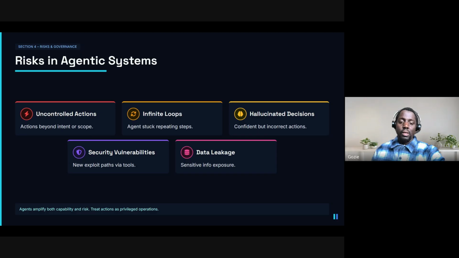Agents actually amplify both power and risk. So the key risks are uncontrolled actions, infinite loops, and hallucinated decisions. Because with agents, AI systems, most times the more decisions it makes, the more it derails. That drift should actually be measured to know where it's now beyond the allowed scope. And data leaks, these are the real risks of agentic systems. So the more autonomy you give to the system, the more you need to be able to control it. That is very key.